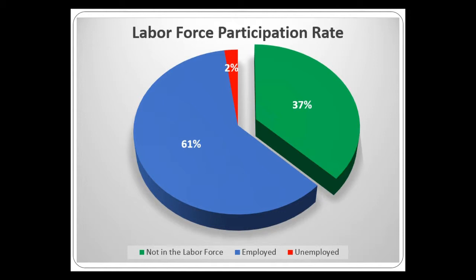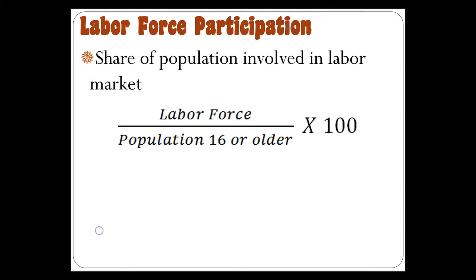So the way to calculate this number is to take the labor force and divide it by the population 16 or over and multiply by 100. That'll tell us the share of the overall population that is participating in the labor force.